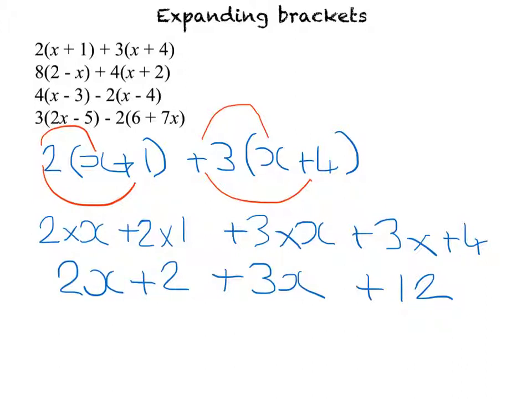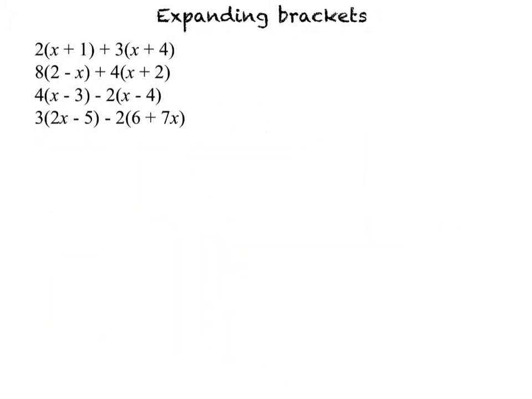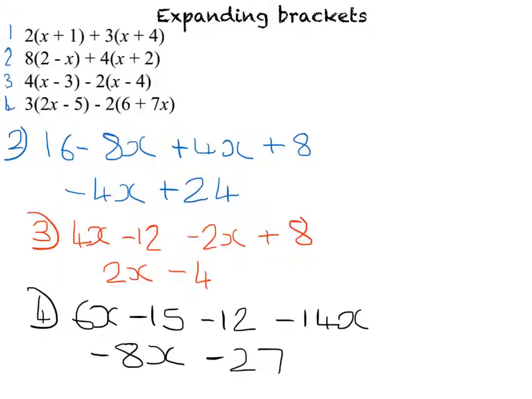So put the x's together. We've got 2x plus 3x, which is 5x, and then I've got plus 2 and plus 12, which gets us plus 14. Simplified, question done. Okay, 3 more questions there for you to have a go at, and then I'll bring the answers up. There you go, there's the answers.